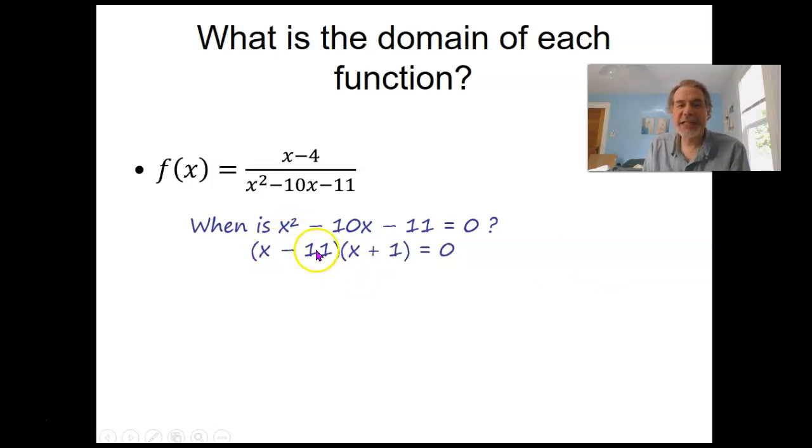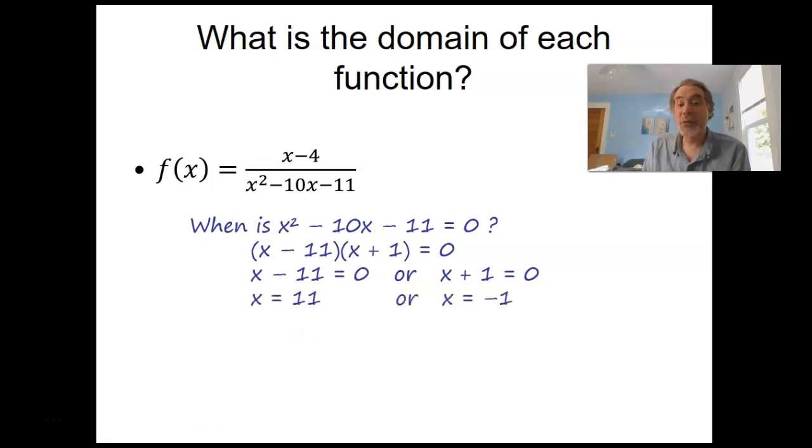That factors into x minus 11 times x plus 1, because if you multiply that out, you get x squared plus 1x minus 11x, so there's your minus 10x, minus 11. And then for x minus 11 times x plus 1 to equal 0, either x minus 11 equals 0 or x plus 1 equals 0. So x equals 11 or x equals negative 1.